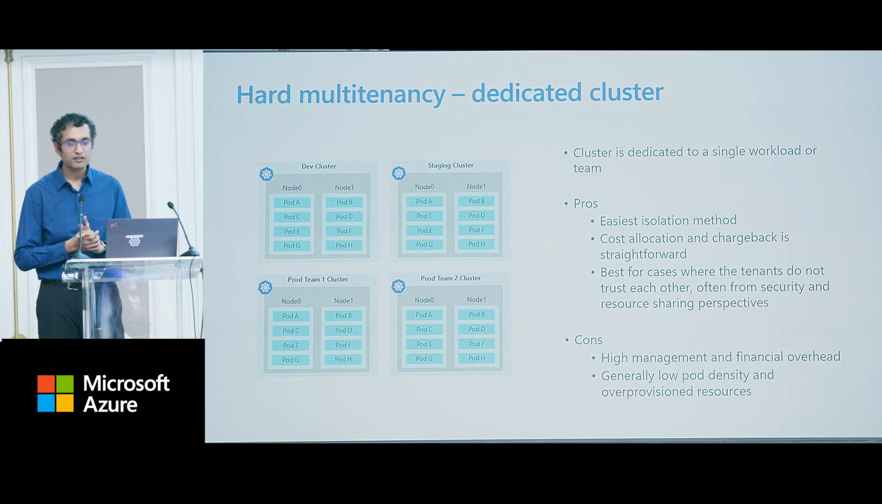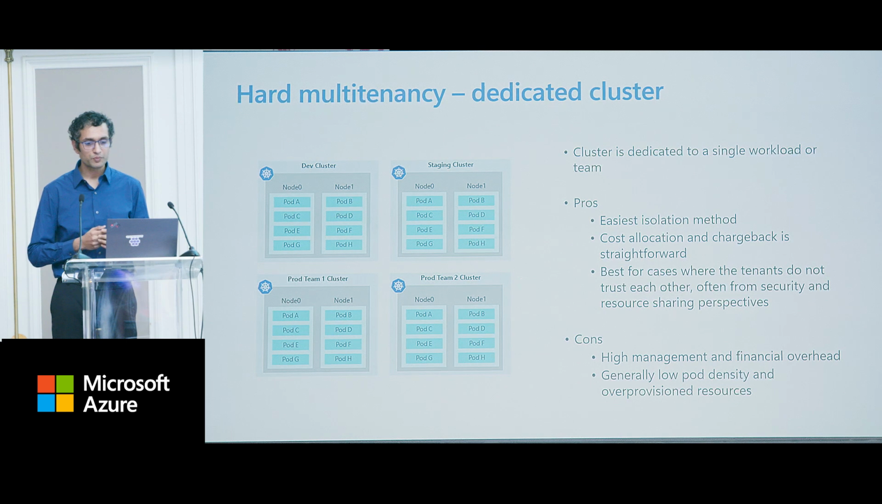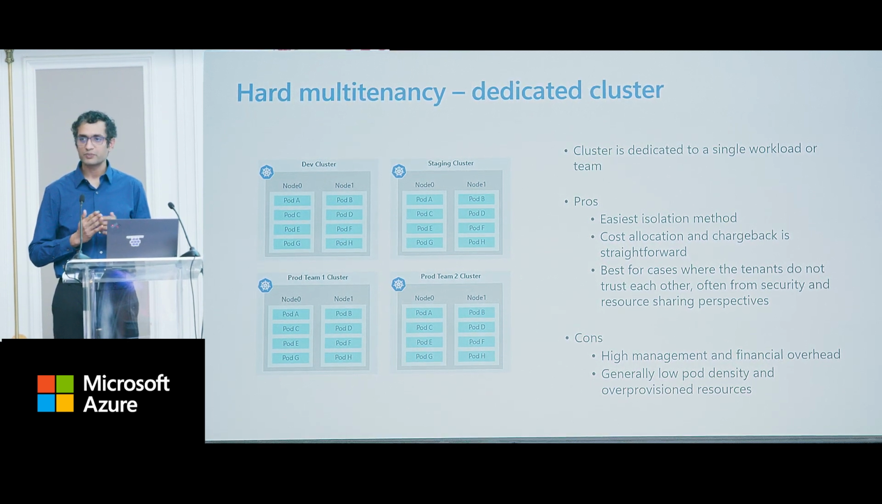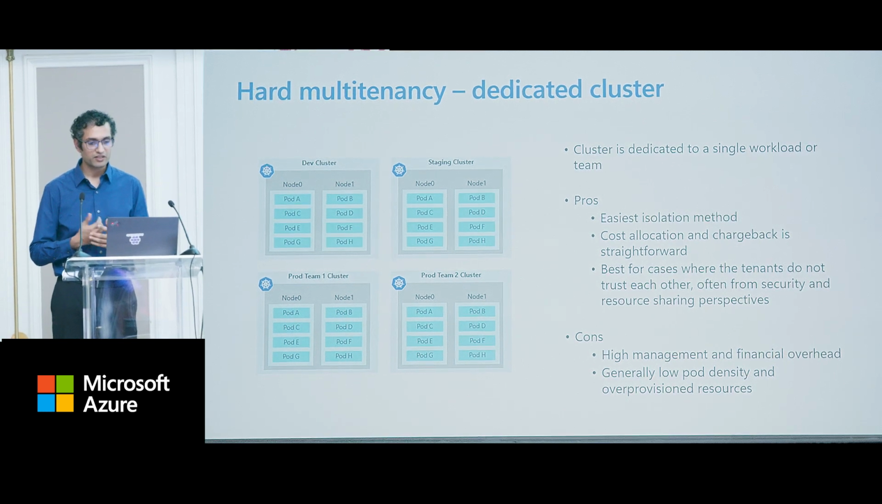Hard multi-tenancy is where you take the choice to go with a dedicated cluster per workload and team. The pros are easy isolation, and cost allocation and chargeback are pretty straightforward. It's the best case for tenants that do not trust each other, often from a security or resource sharing perspective. The cons are higher management and financial overhead, generally lower pod density, and over-provisioned resources.